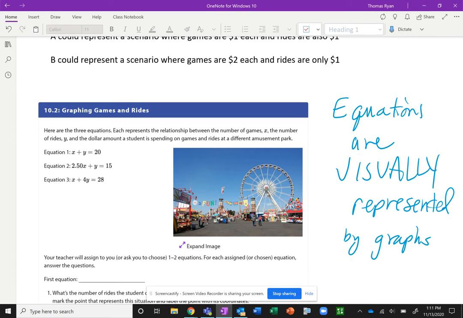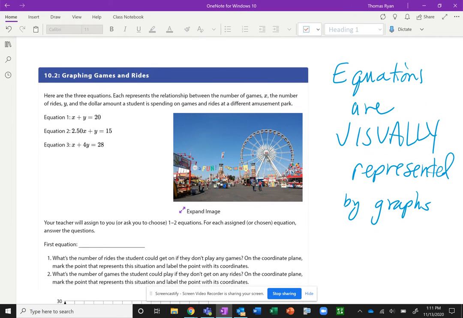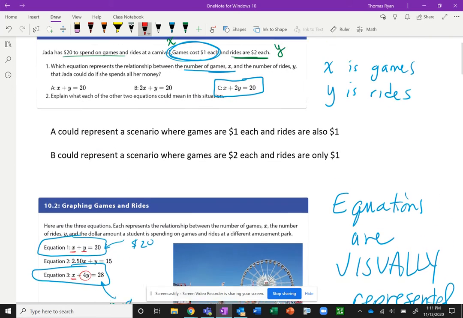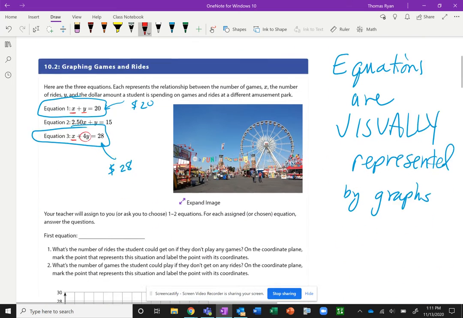Okay, so these equations here, it says here are 3 equations. Each represents a relationship between the number of games and the number of rides and the dollar amount that they're spending. Okay, so we're going to look at 2 equations. We're going to look at equation number 1 and we're going to look at equation number 3. And you can see the little bit difference, right? In equation number 1, it appears that there's $20 total being spent. In equation number 3, it's more $28. And there's a little difference here. We have an X and a Y. And in equation 3, we still have X, but it's a little different here with 4Y. So going back, right, building back to our warm-up about what this equation represented, we'll kind of see what the changes are there.